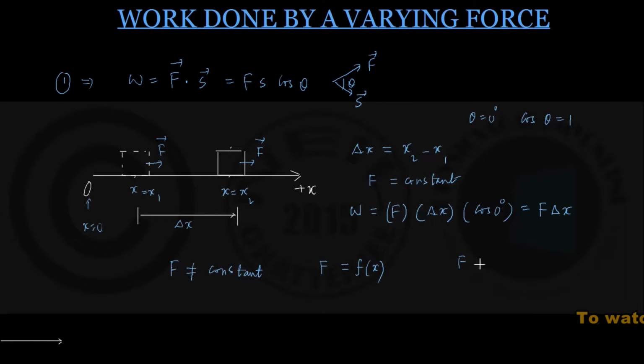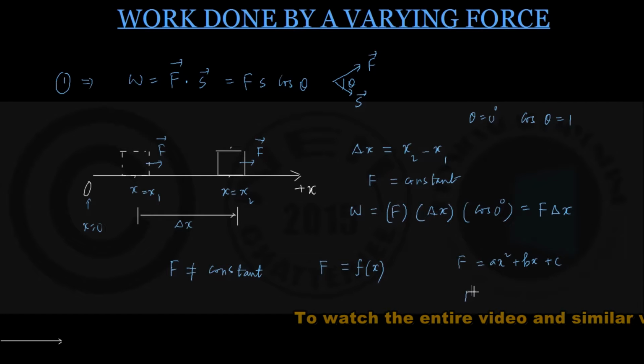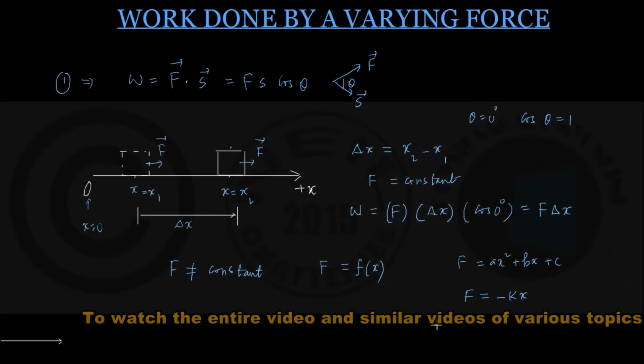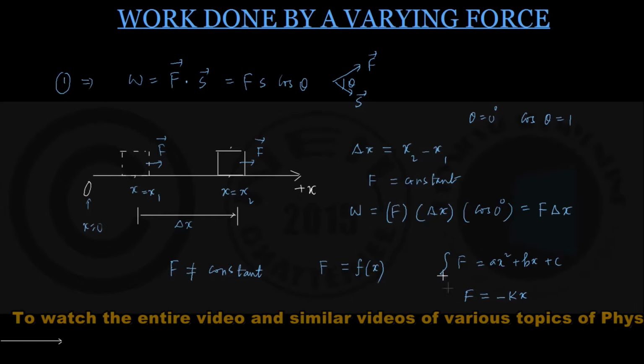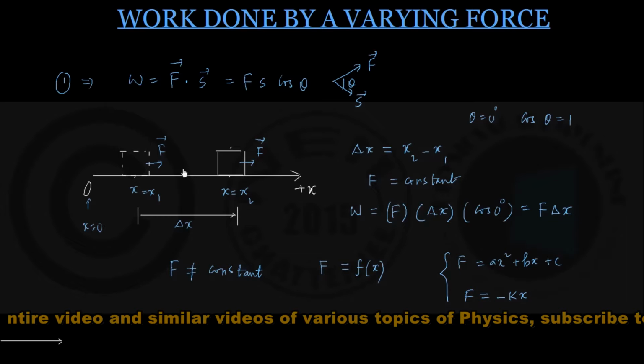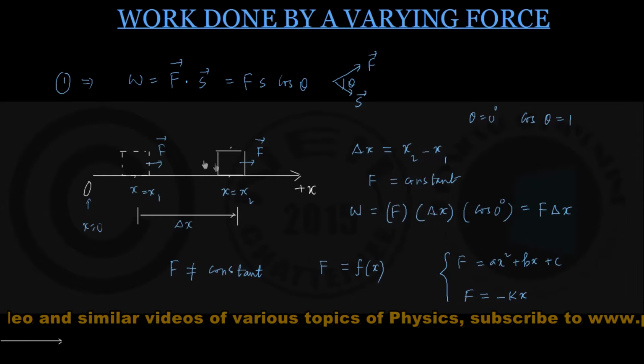This force may be given as maybe something like ax square plus bx plus c, where a, b, c are constant, or in a simple way this force can be given as say minus a constant k into x, as we'll see in the case of a spring. So these cases are all considering different possibilities where the force varies as a function of the block's position and direction remains always to the right.